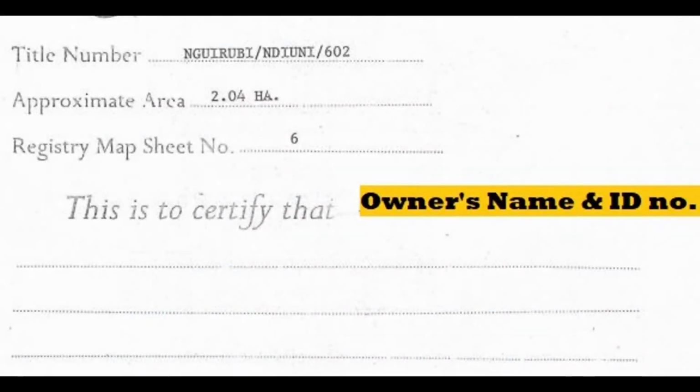So this is a sample of a title deed that we are looking at before us here. The title number, as you can see from there, is Goirofi Dioni 602. Normally that's how the title number will appear, maybe a bit different in some areas, maybe the name will be different. Then the size of the plot, you can see here, is 2.04 hectares. As we said, to convert this into acres, you just need to multiply by 2.47, and if you do that, it's about 5 acres.